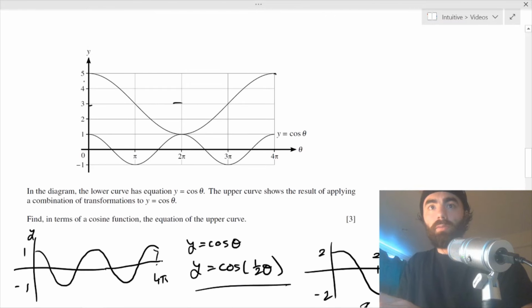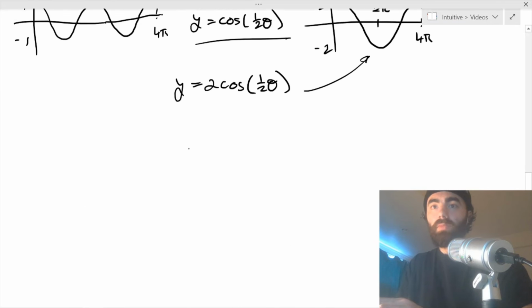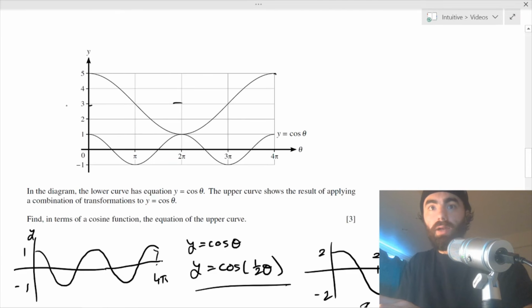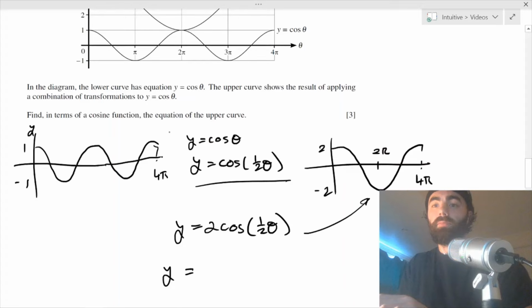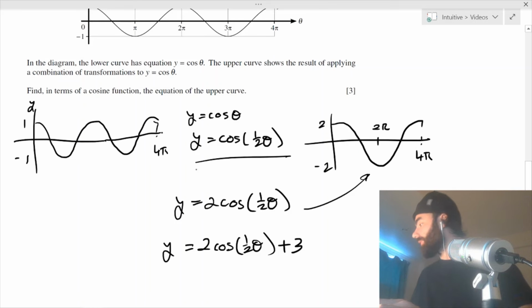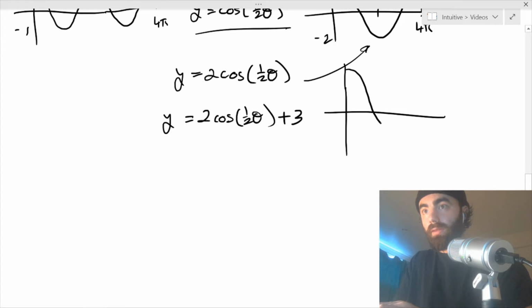But that's not quite it, because also we can see that we have to shift it up. So if we're going from 2 to minus 2, we're shifting up 1, 2, 3. So 2 cos of a half of theta plus 3. We're shifting it up 3 in the y direction. So that will give us that final graph where it will go like this.